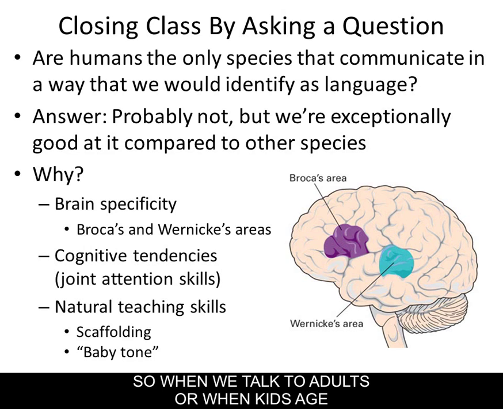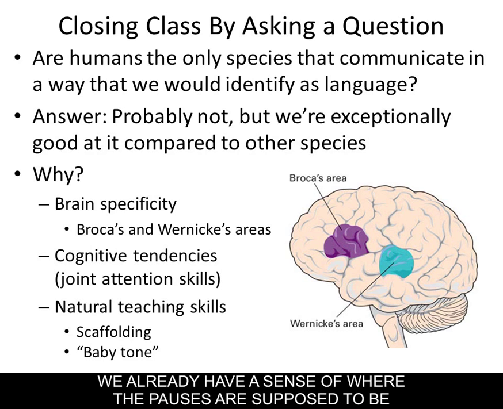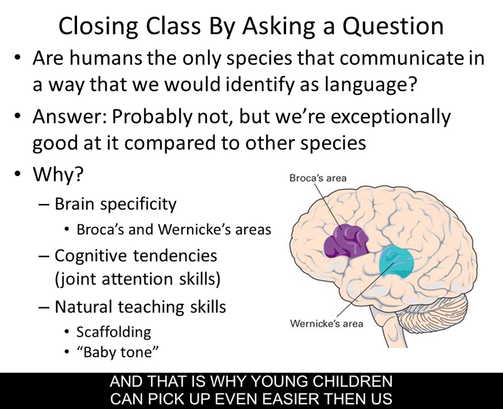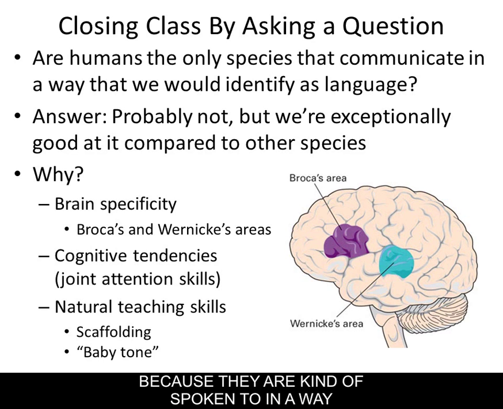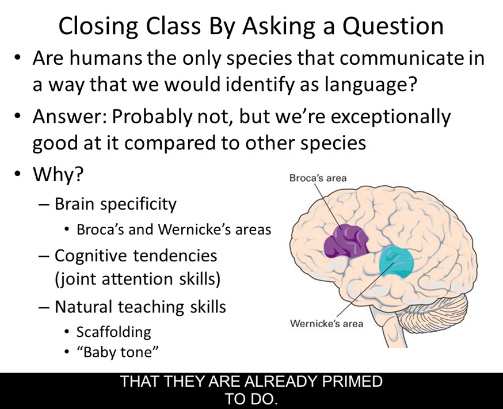So when we talk to adults, or when kids age and there's this rapid succession of words, we already have a sense of where the pauses are supposed to be, even if they don't really emerge anymore. And that's why young children can pick up another language even more easily than us, because they're spoken to in a way that really facilitates this learning of language that they're already primed to do.